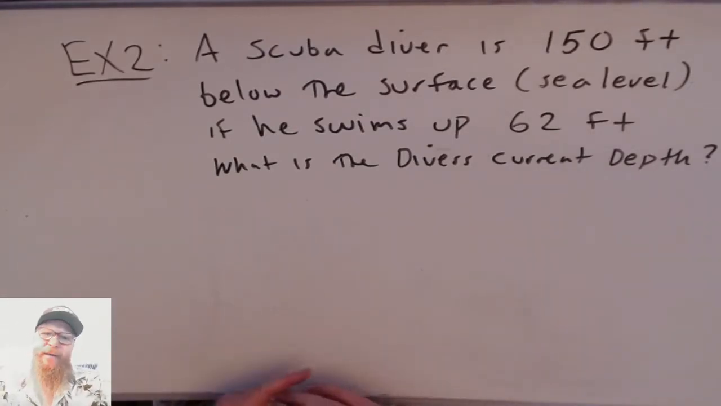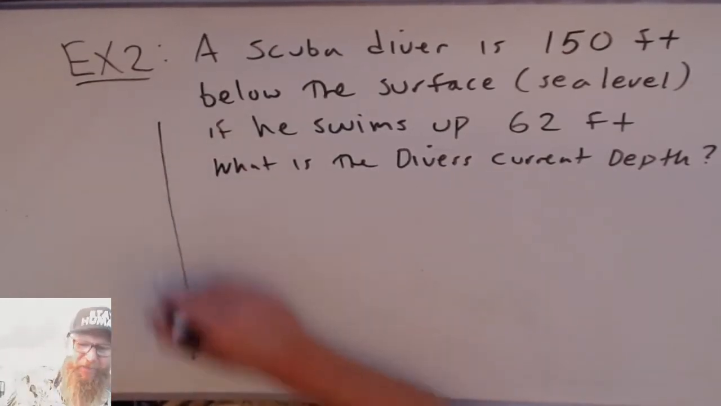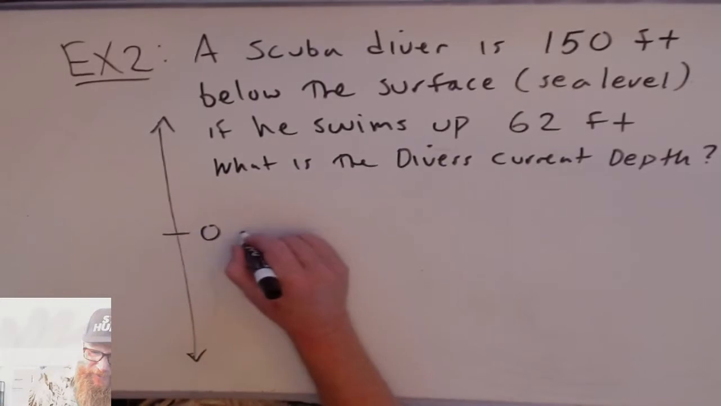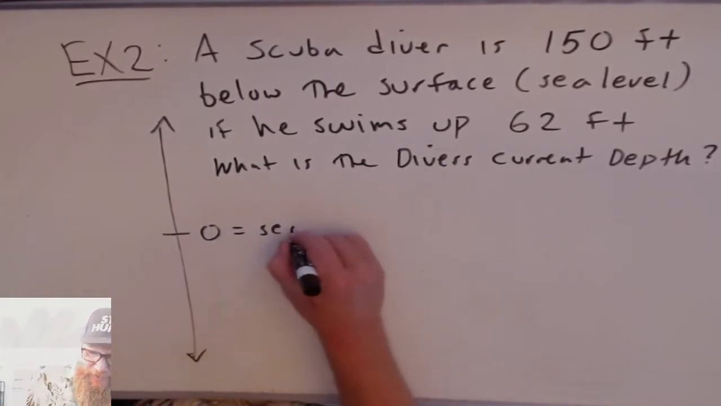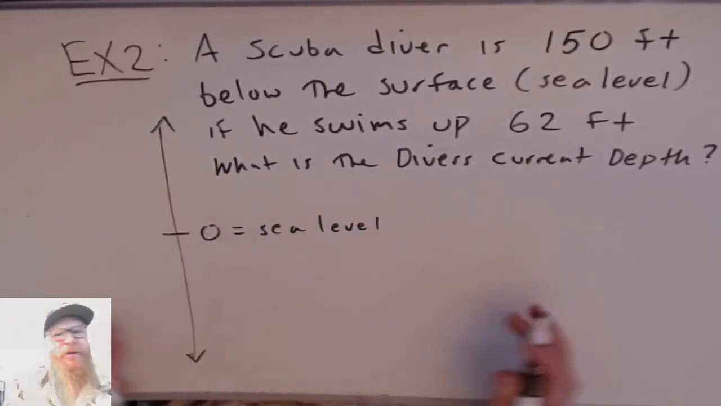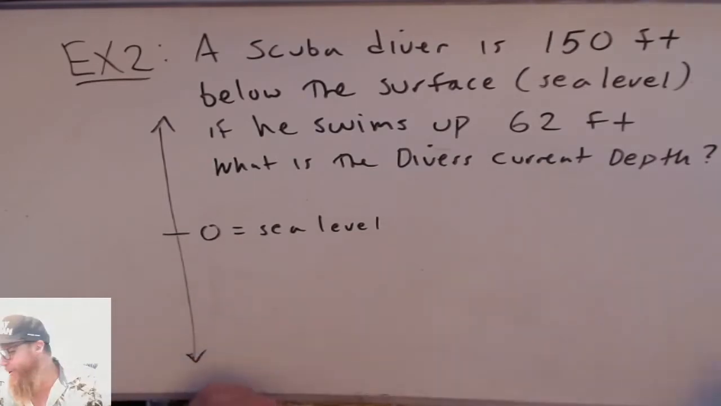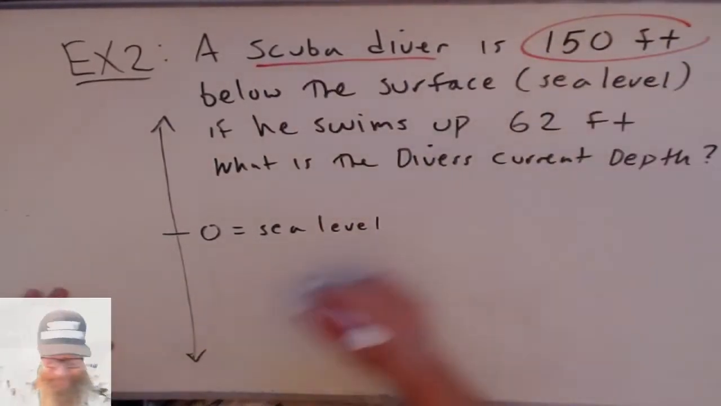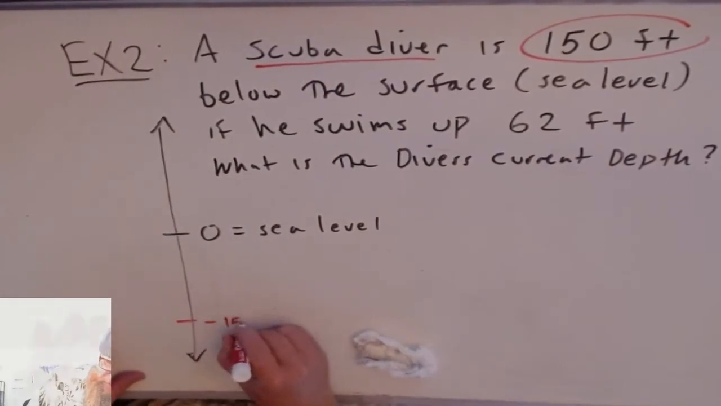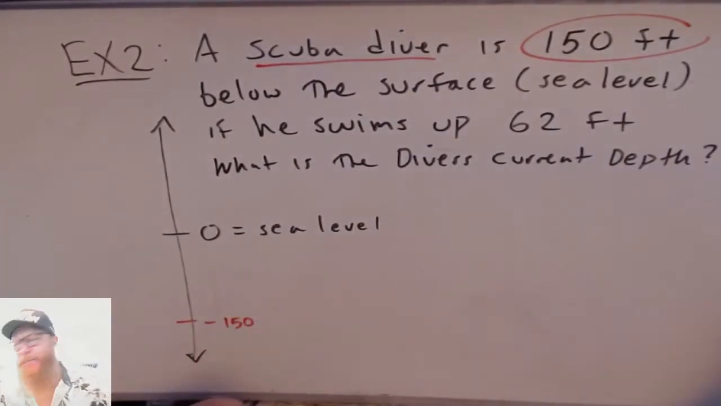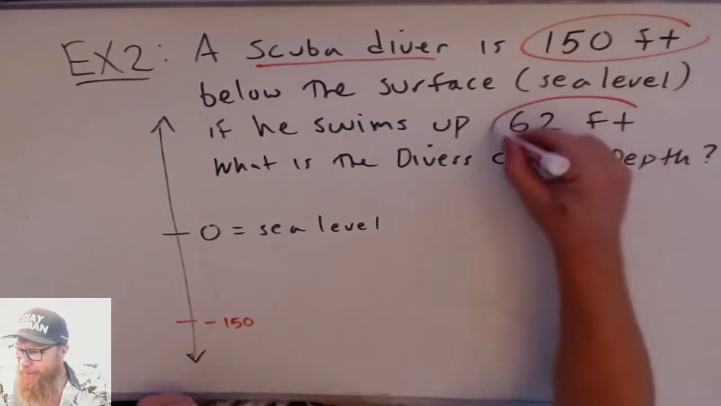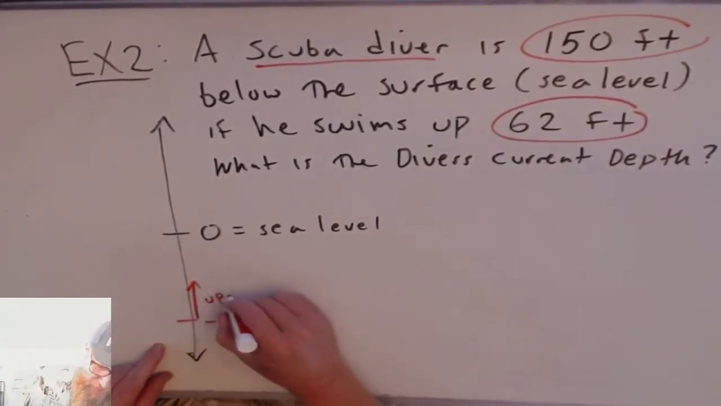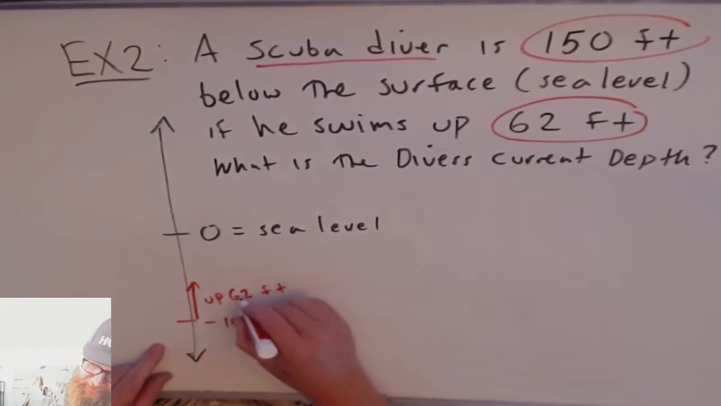All right, now this is a case where using the vertical might make a little bit more sense. Although you still are allowed to do it horizontally, we're talking about a scuba diver. So the scuba diver is down here at negative 150 feet, and they're going to swim up 62 feet.